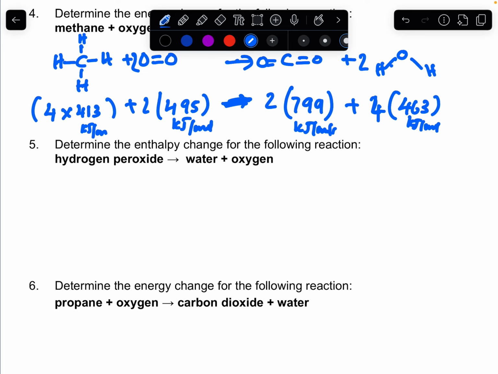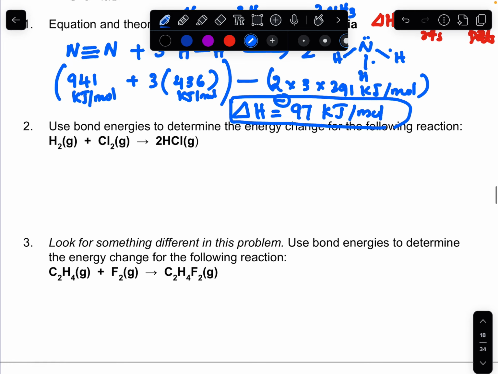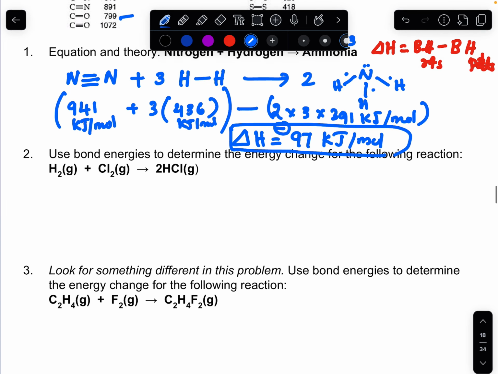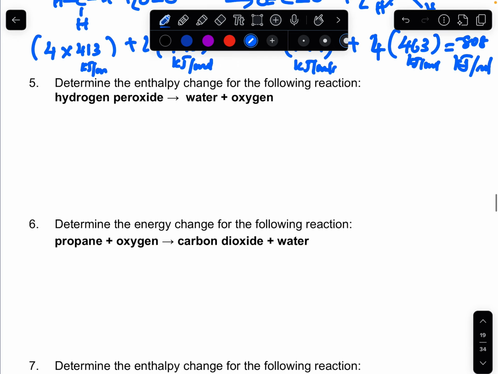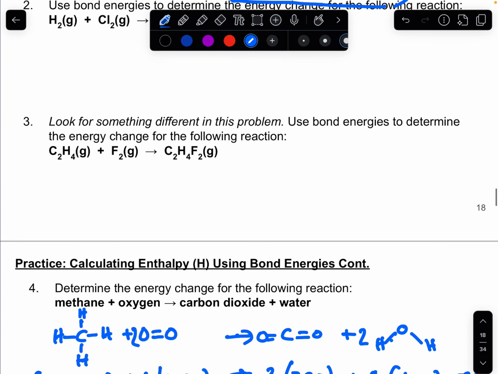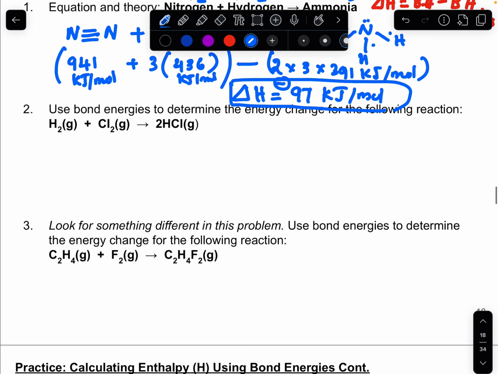So that will be negative 808 kilojoule per mole, right? Yes. So that will be the final answer, which is negative 808 kilojoule per mole. Okay, so that's how we have to do it. Let's start from the second one, or you can continue with this, whichever one you want to do. Let's do that. Okay, this one.